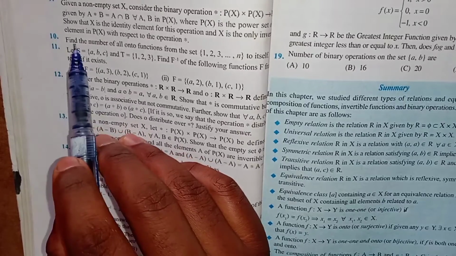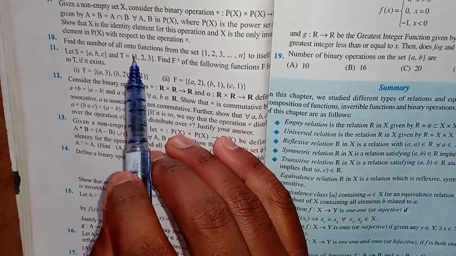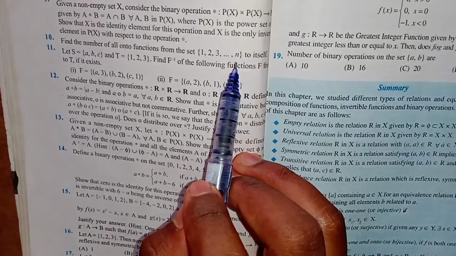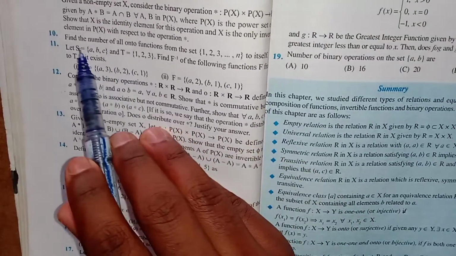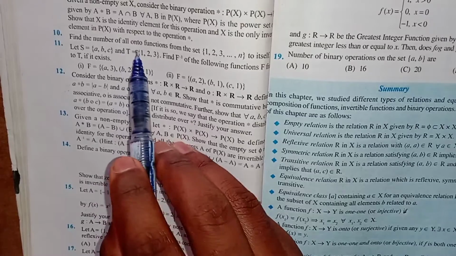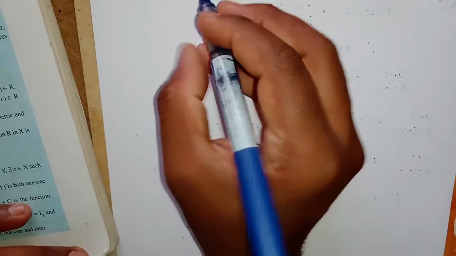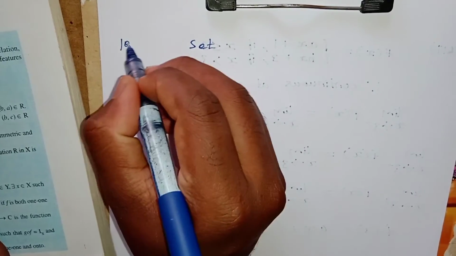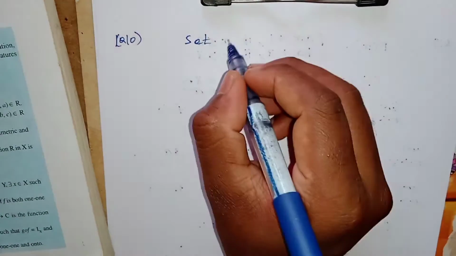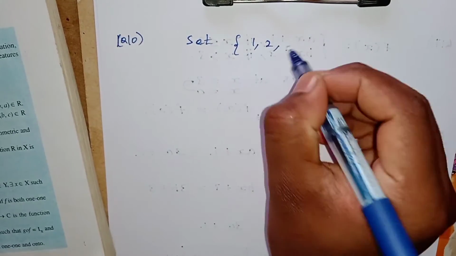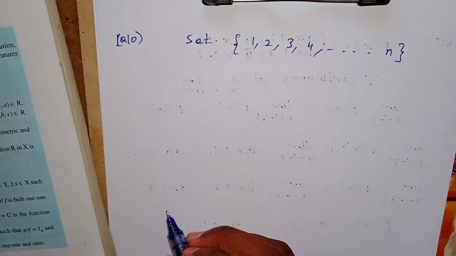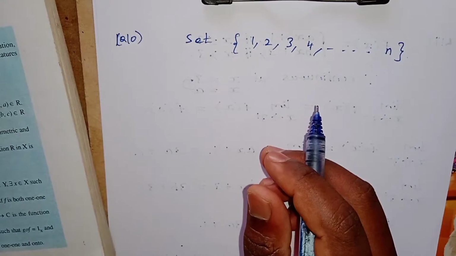Today's class, question number 10. Find the number of all onto functions from the set 1, 2, 3 up to n to itself. Okay, you have to find the number of all onto functions. Therefore, here, the given set is 1, 2, 3, 4 up to n. Here you have to find the number of all onto functions.